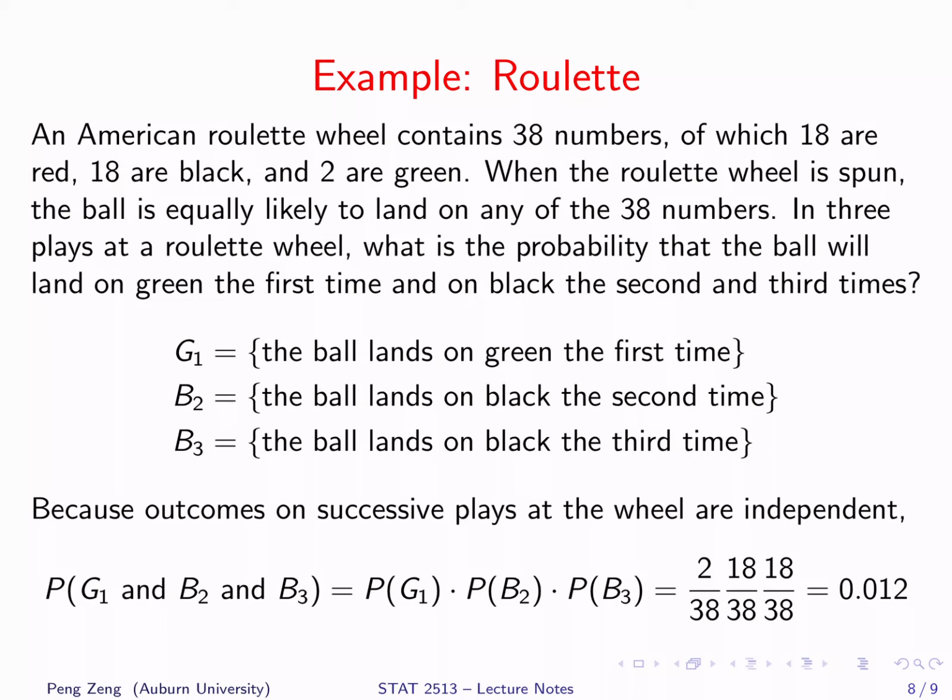Each of these probabilities can be easily calculated. It is exactly the proportion of each color. For green, probability of G1 is 2 over 38 because we have 2 green. For both probability of B2 and probability of B3, the probability is 18 over 38 because there are 18 blacks. The probability that the ball will land on green the first time and on black the second time and the third time is 0.012.